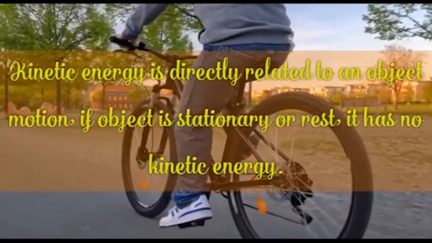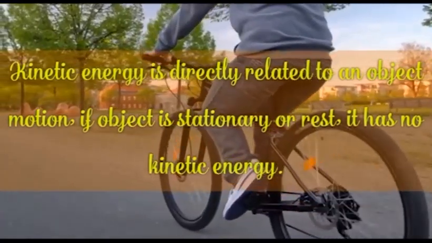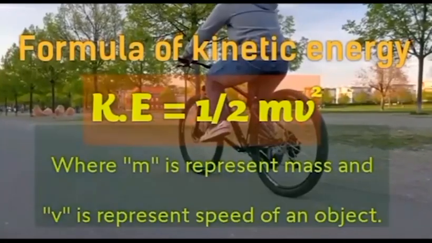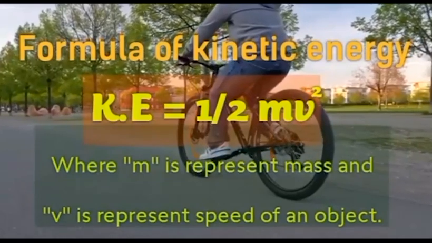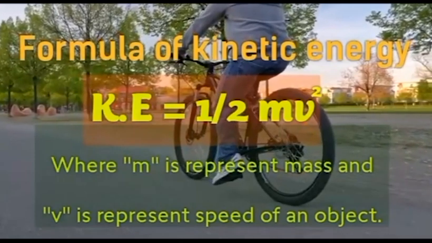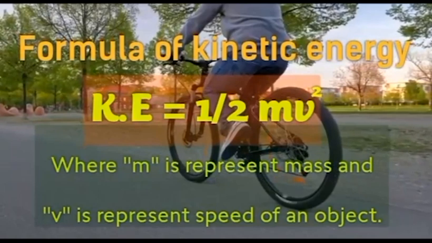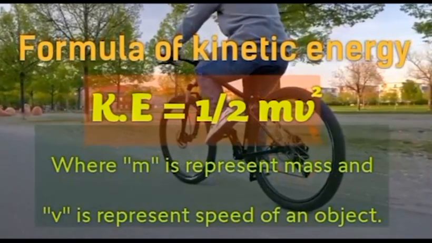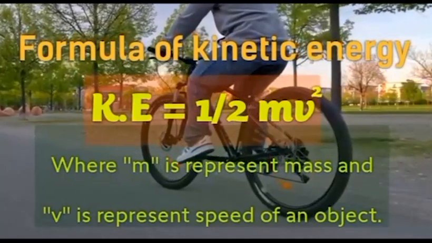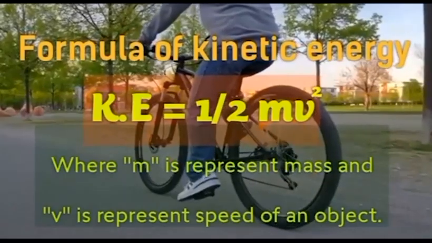The greater the mass of an object, the more kinetic energy it will have at a given speed. According to the formula of kinetic energy, KE equals 1/2 mv squared. In the formula of kinetic energy, m represents the mass and v represents the speed. The standard or SI unit of kinetic energy is the joule.